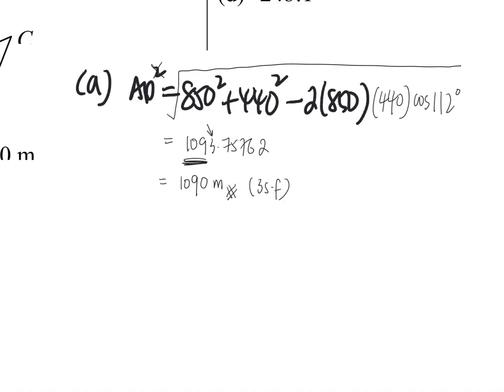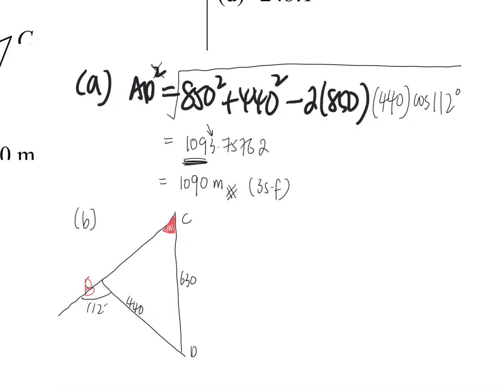Next is they want me to find BCD. So I'm going to zoom into the diagram BCD. They tell me this is 440. They tell me this is 630. They want me to find BCD, this angle. And it happens that the friend next door is 112 degree.